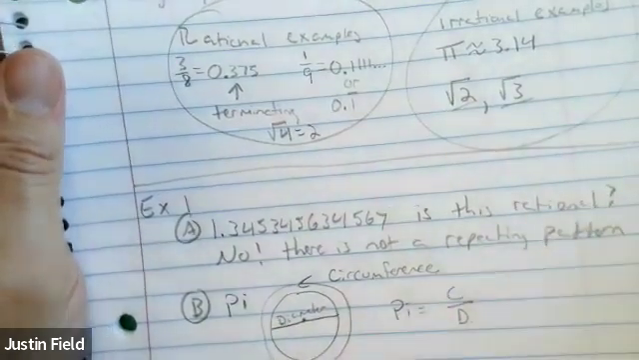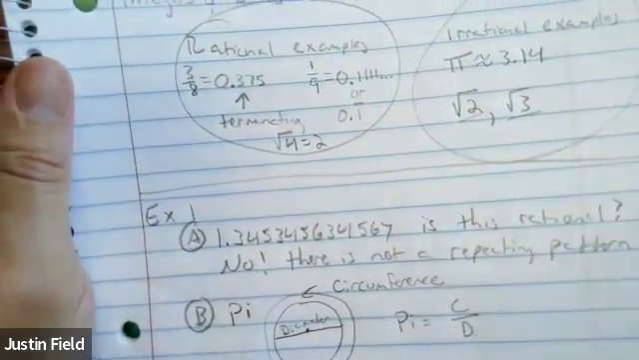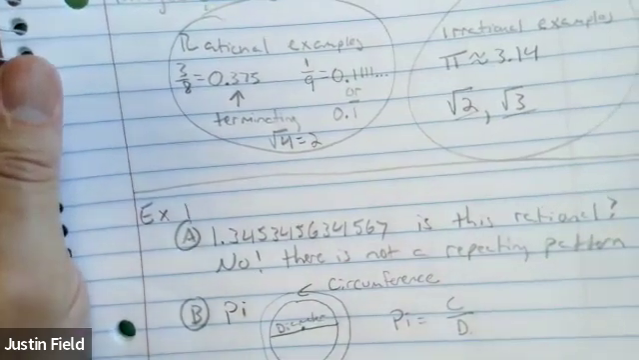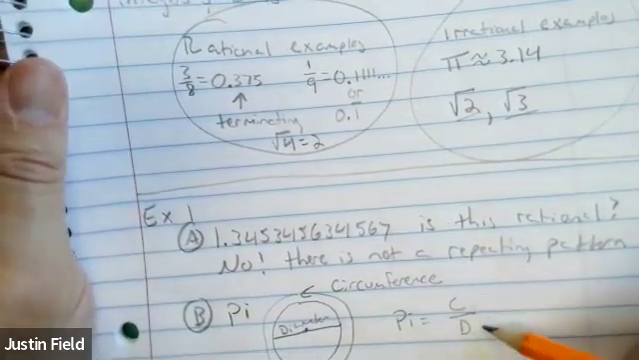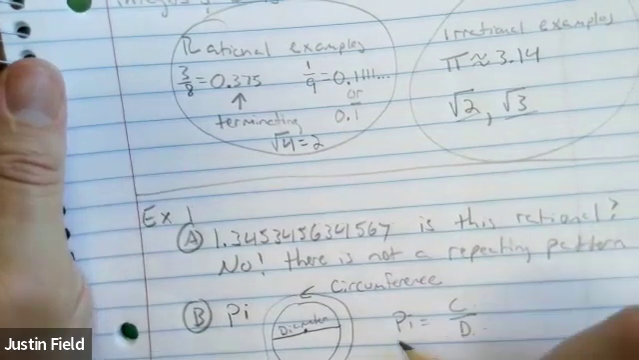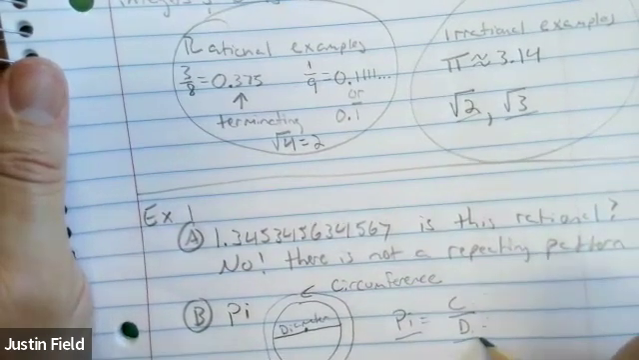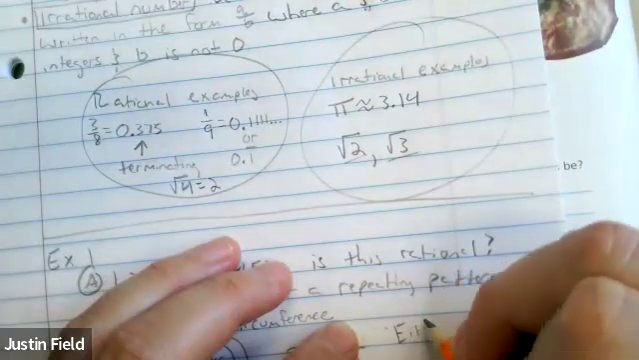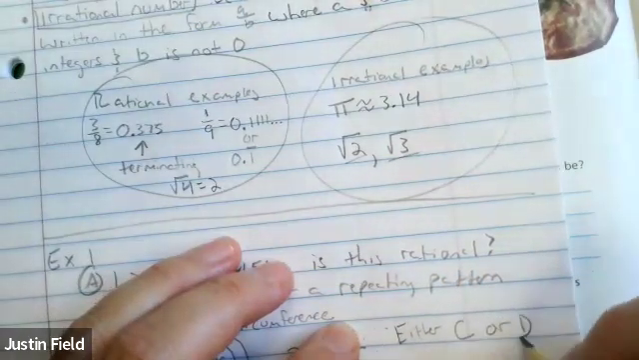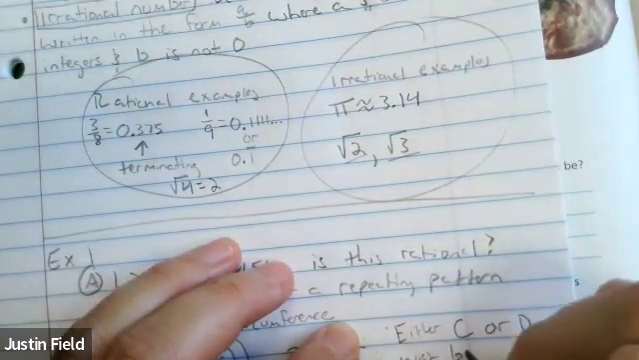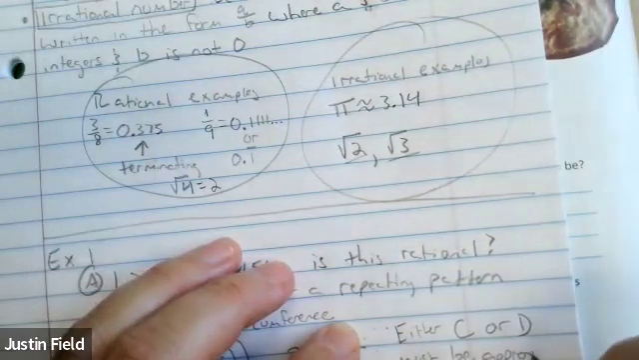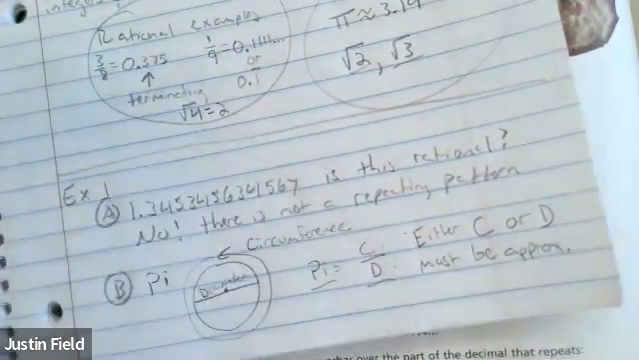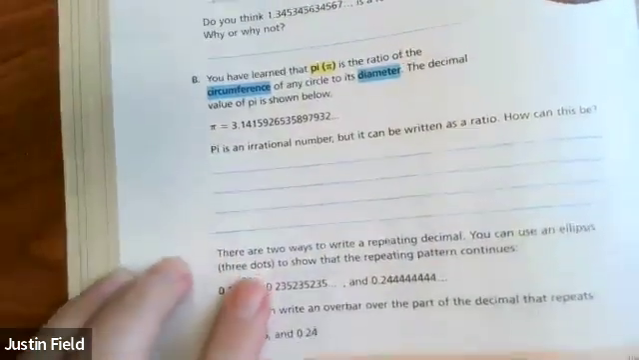And so what we find is every time we try, it ends up being an irrational number. So the closer you get to the actual circumference and diameter, the closer you get to pi. It's a very interesting situation. So we could just say either C or D must be approximate, meaning you didn't actually measure the thing exactly. Okay, now let's keep going.